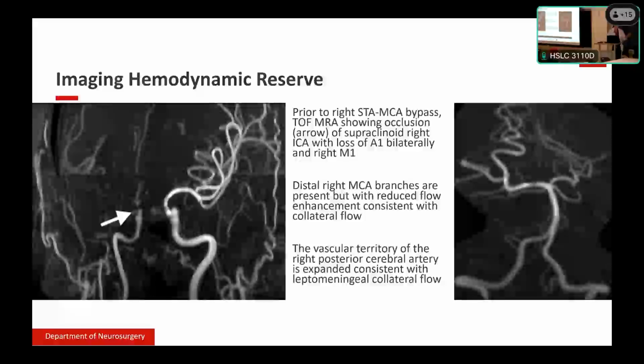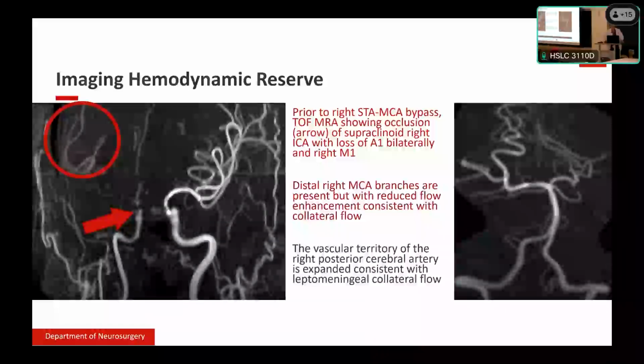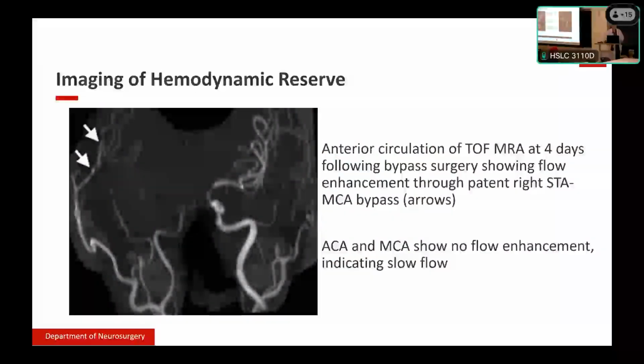But basically, first off, this is the time of flight. You're used to seeing this, but just to orient you to this example, that arrow is the occlusion of the right ICA. There's a loss of A1 bilaterally and right M1. Then the distal right MCA branches are present, so that indicates that there's some collateral flow. And then the vascular territory of the PCA is a little bit expanded. It's cropped, so you can't see it very well on this picture, but ultimately that also indicates collateral flow.